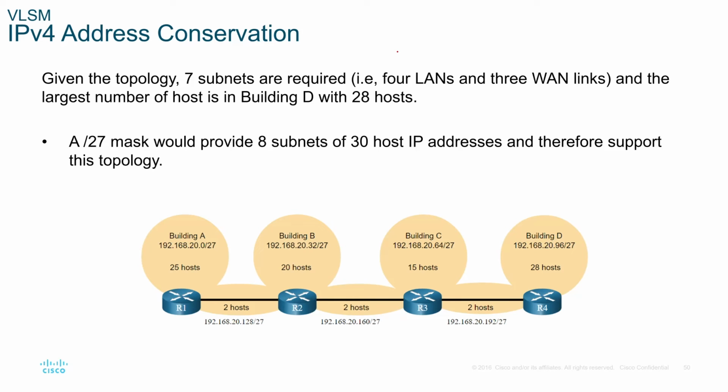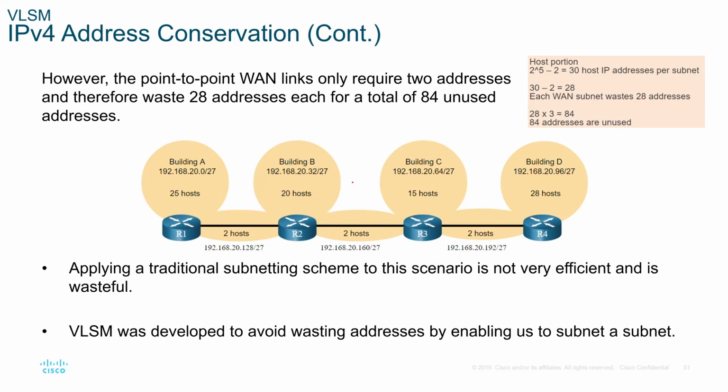Could we network it that way? Yes, we could very easily. But again, the waste of addresses is not good because for future expansion, we may need those addresses. Again, this is a one size fits all. However, the point-to-point WAN links only require 2 addresses because it only has 2 ends. So we therefore waste 28 addresses on each one. So 84 unused addresses.